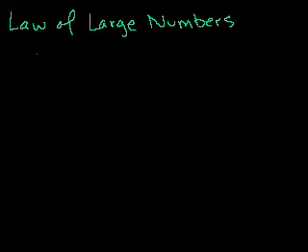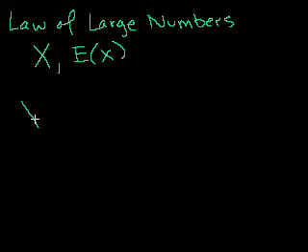So let's say I have a random variable x, right? And we know its expected value, or its population mean. The law of large numbers just says that if we take a sample of n observations of our random variable, and if we were to average all of those observations, and let me define another variable, let's call that x sub n with a line on top of it. This is the mean of n observations of our random variable.